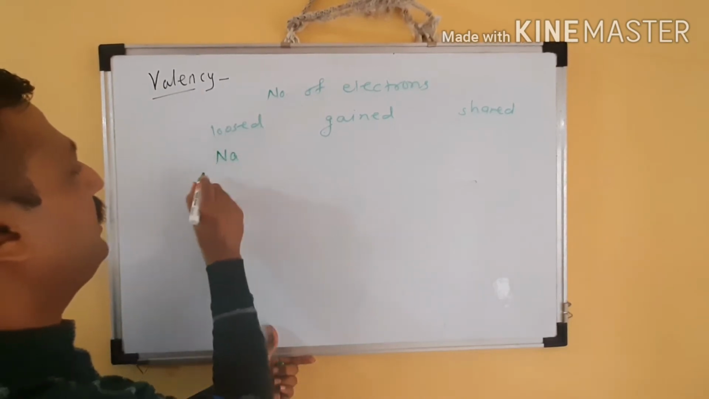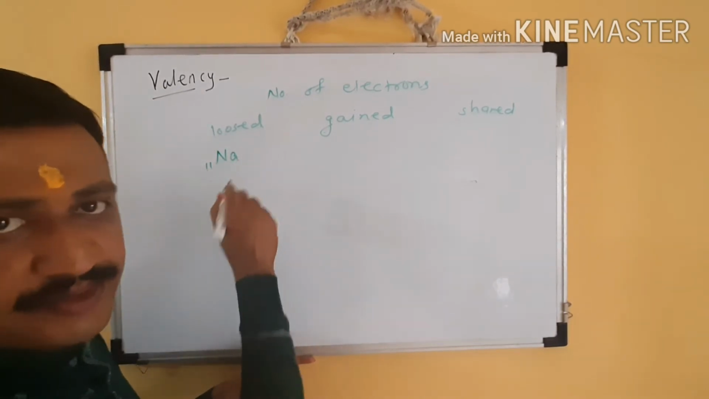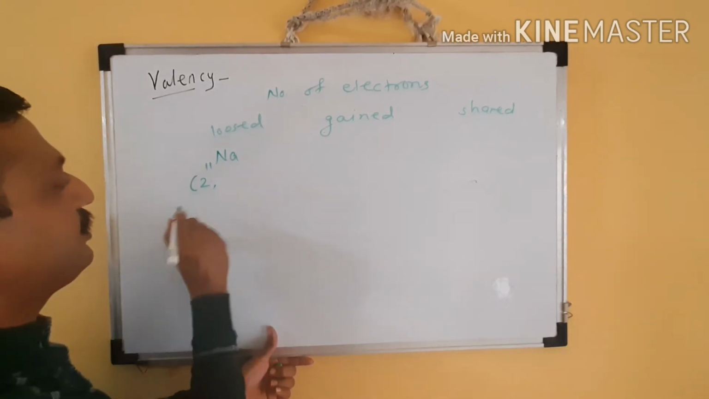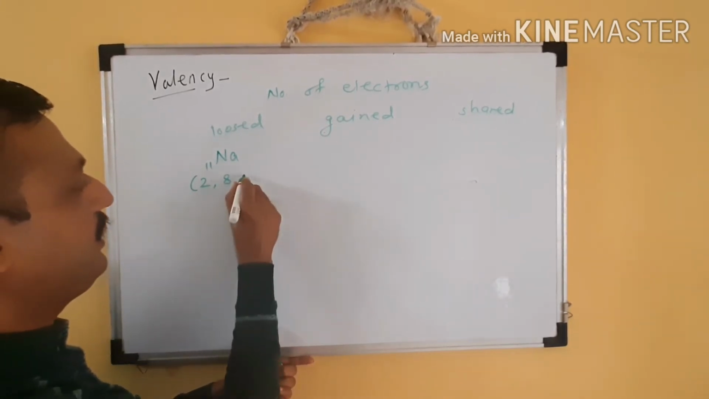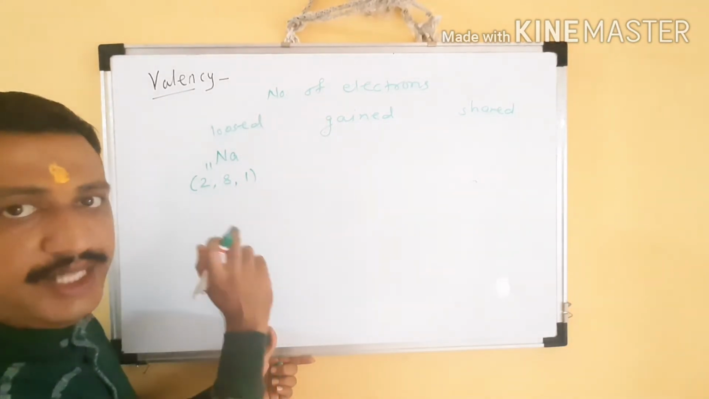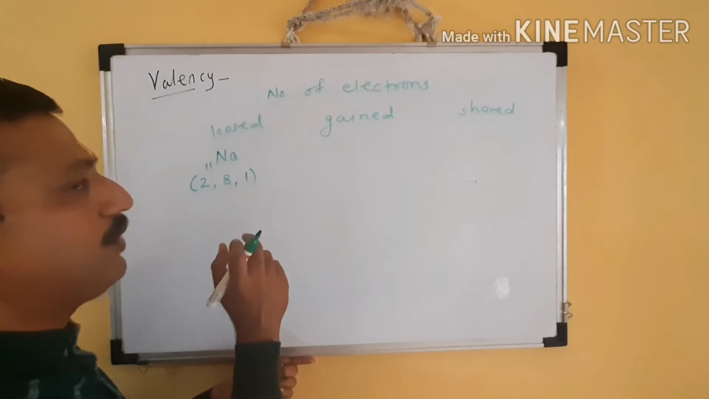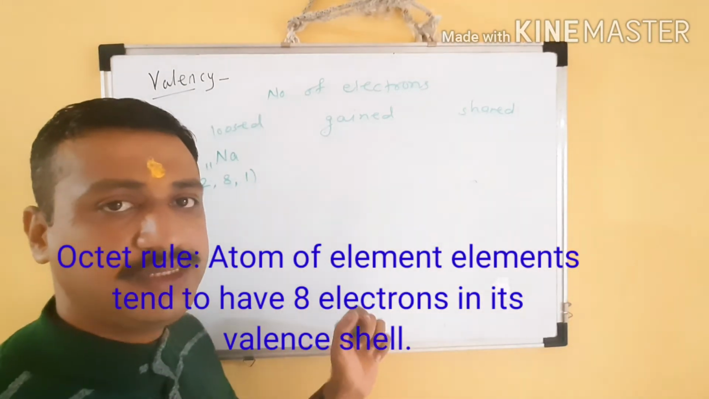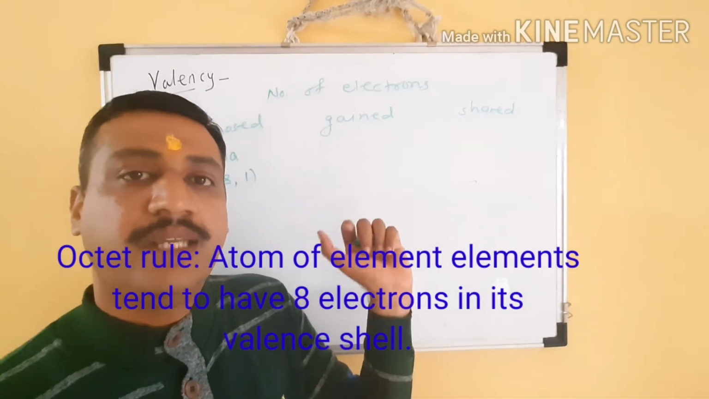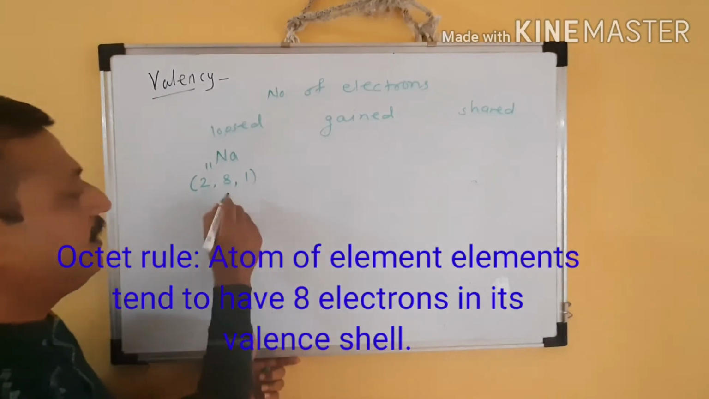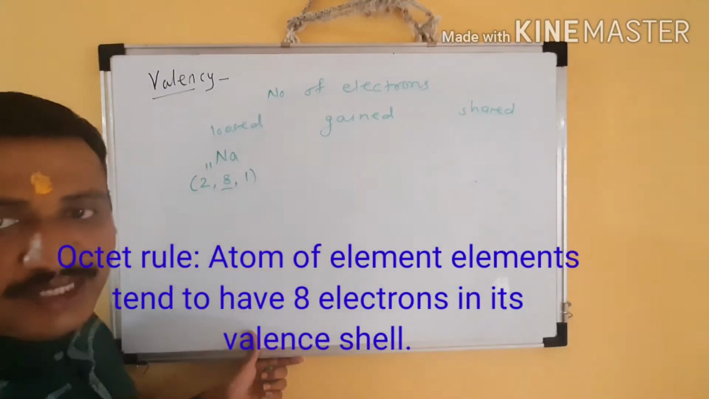Its symbol is Na; its Latin name is natrium, that's why its symbol is Na. Atomic number 11: its first shell consists of 2 electrons, the second shell consists of 8 electrons, and the last shell of sodium consists of 1 electron. Then sodium, to attain stability as per the electronic theory of valency stated by Lewis and Kossel, in which the octet rule is stated: as per the octet rule, an atom of an element should have 8 electrons in the last shell.